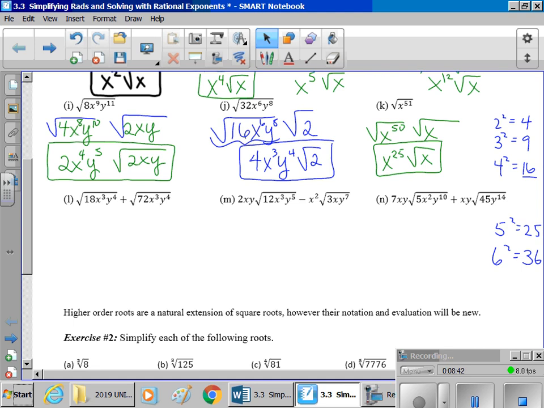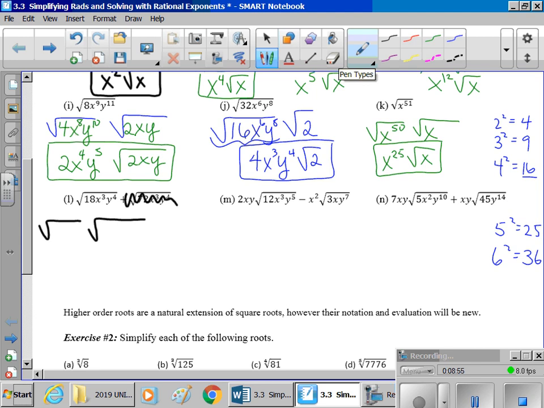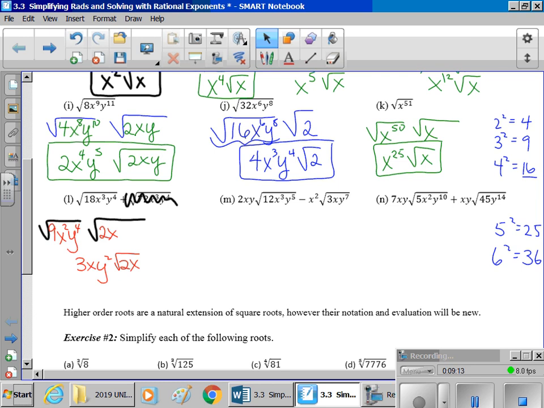So in other words, I'm going to kind of forget about these for a second here, and I'm just going to look at that radical 18 x to the 3rd, y to the 4th. So we're going to pull out what's the perfect square and what's left over. So I can take out a 9 times 2, an x squared with an x left over, and a y to the 4th with nothing left over. So this turns out to be 3xy squared rad 2x. Take a second, pause it, and really look at these before you write them down is what I suggest.